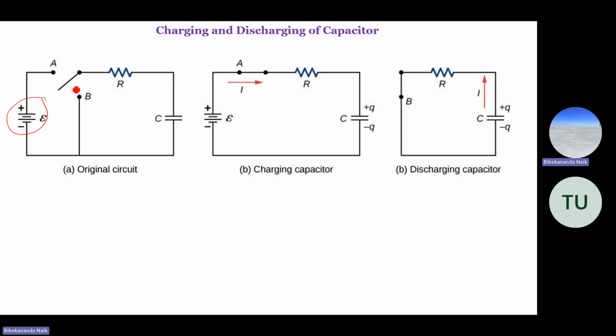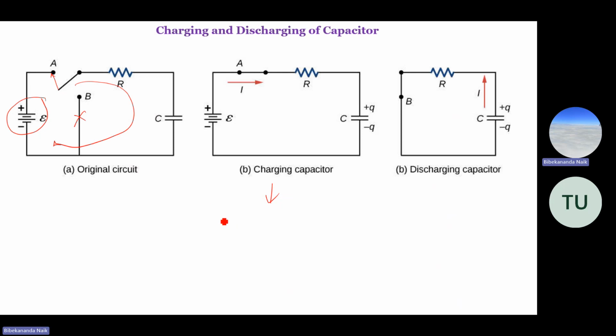But here there are two terminals, A and B. So when we connect this terminal to A, then the current will flow in this way. There will be no current in the B branch. So the capacitor will get charged up. Now in case of charging, like we solved recently, what will happen?